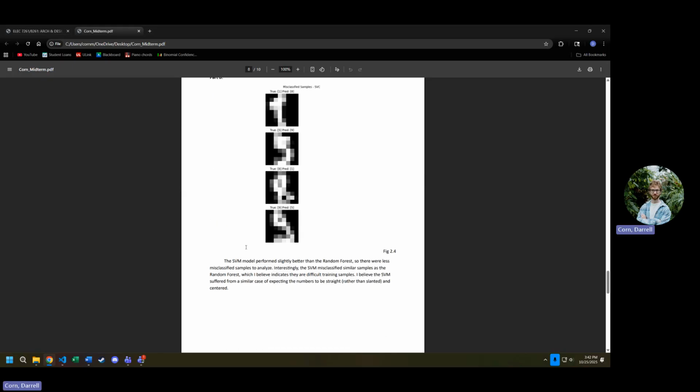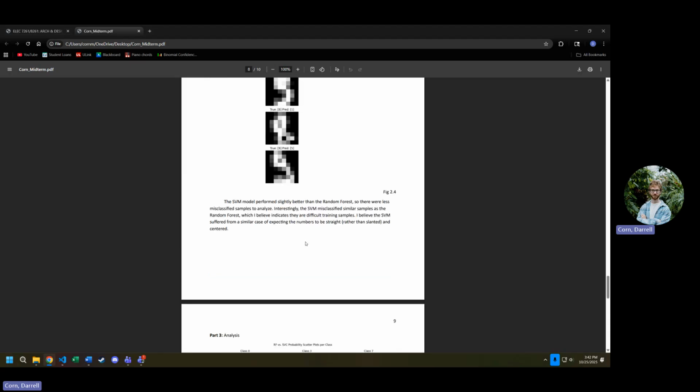So for the misclassified samples here, it missed much less than the random forest, and actually you can find all of these samples in the misclassified samples of the random forest. So clearly there are some difficult, messy samples. And I feel like I see a similar pattern where these are some fairly slanted numbers, and maybe the model could benefit from more varied data that are rotated a little bit.